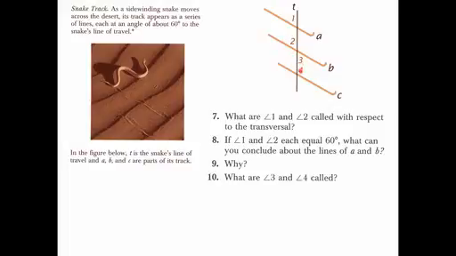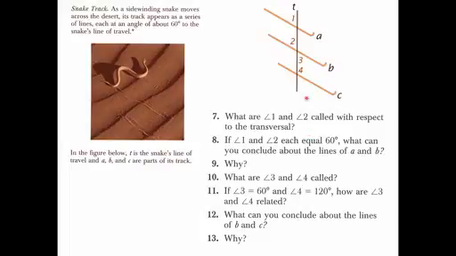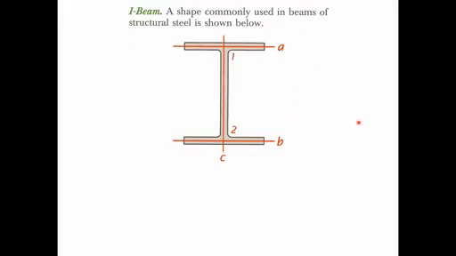3 and 4, that's an angle pair. If one of them was 60 and one of them was 120, how are 3 and 4 related? Looking for a single word there. And then what would have to be true about lines B and C? Pause before you move on, until you have that done.